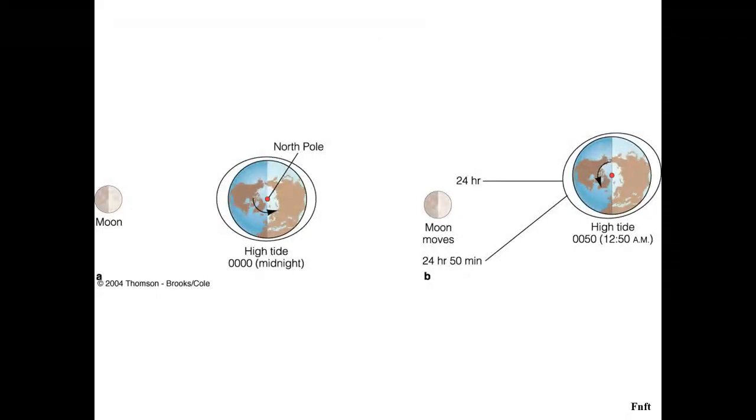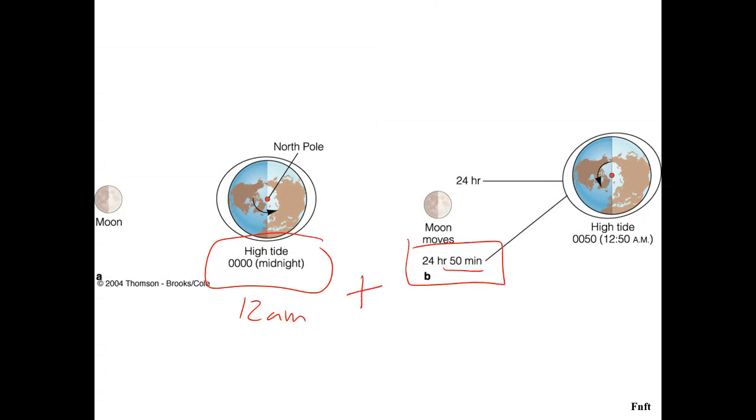So it's telling you that this is looking down from above the North Pole like we used to do with the Coriolis effect, okay? We're spinning to the east. Our high tide is going to be at midnight, which is time 0 or 12 a.m. And therefore, it's going to take plus 24 hours and 50 minutes for the next day. So then we're going to have our next high tide at 12:50 a.m. And that is with the moon in this direct line.